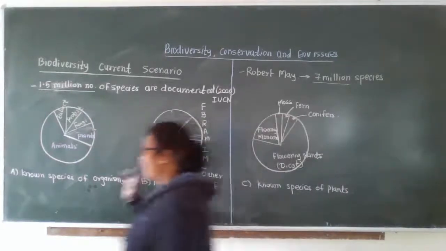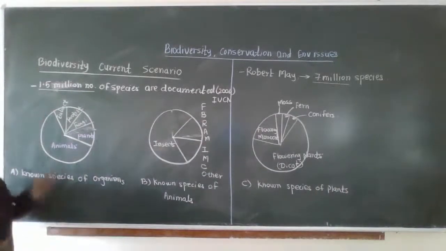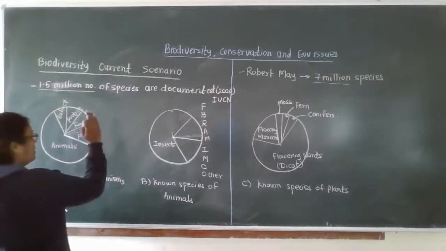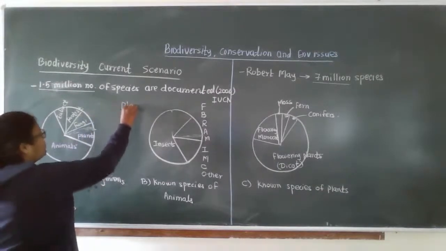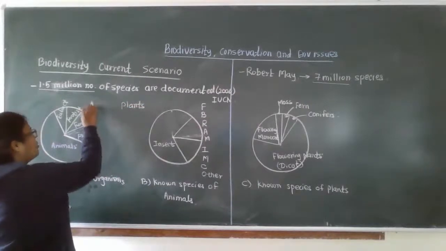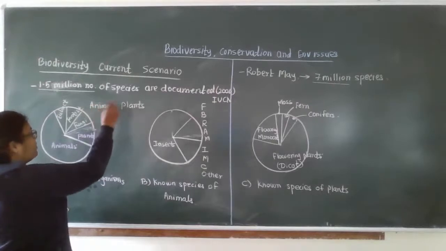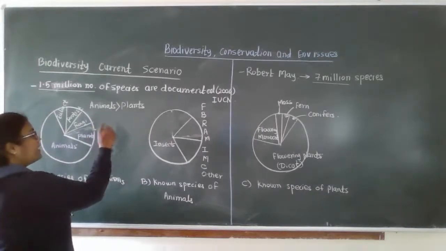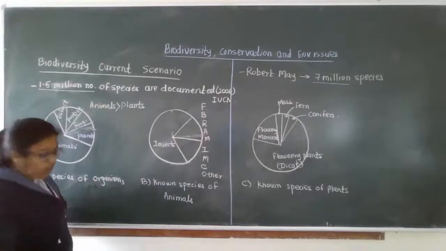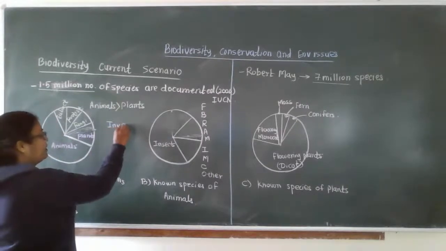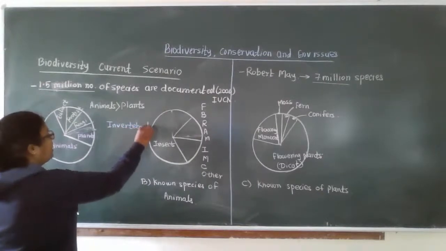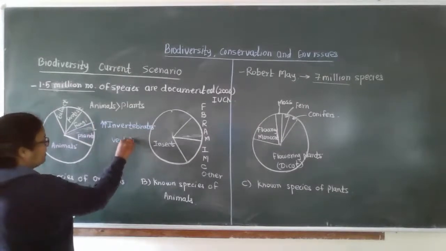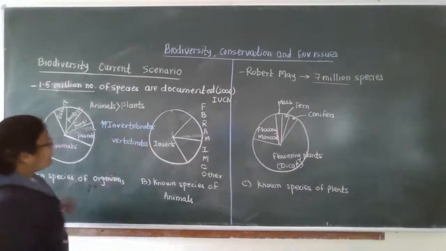So the first one is the known species of organisms. If you consider this first pie chart, listen everyone, first of all, as compared with the plants, the number of animals is more. And in case of animals, the number of invertebrates is more as compared with the vertebrates. So is everyone clear with this point?